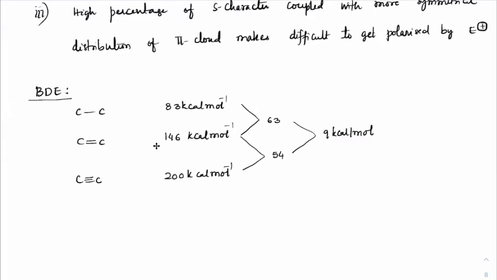Which means if you compare double bond and single bond, going from double bond to single bond, this much energy is released. From 146, it would become 83, which means around 63 kilocalories of energy is released when you have an addition on a double bond. But if you have an addition on a triple bond to get a double bond, only 54 kilocalories is released, which is less than when a double bond forms a single bond. So the second pi bond in ethyne is less stable than the first pi bond.